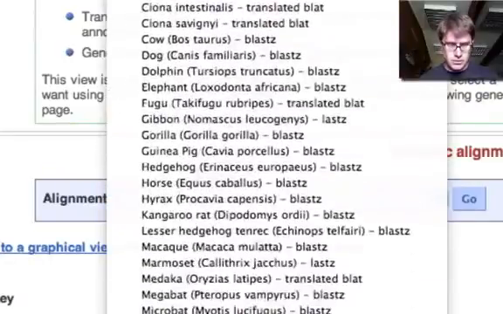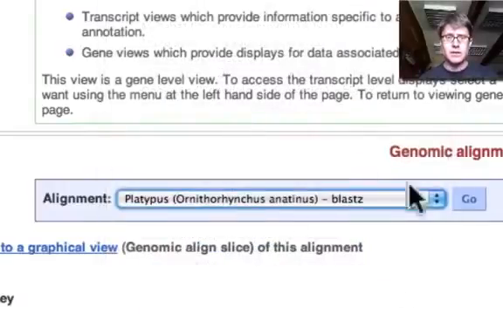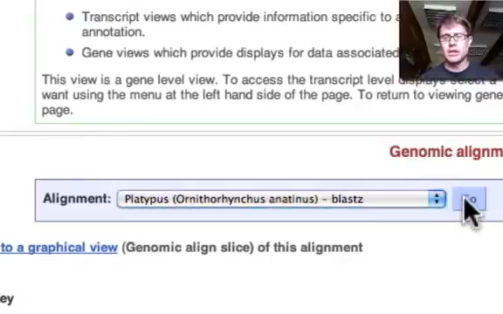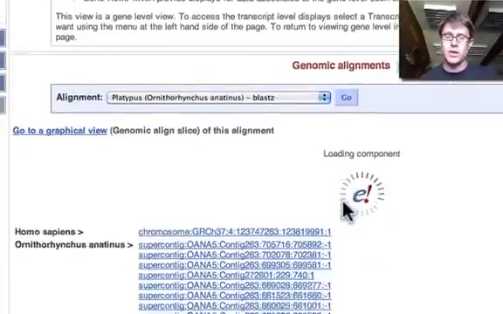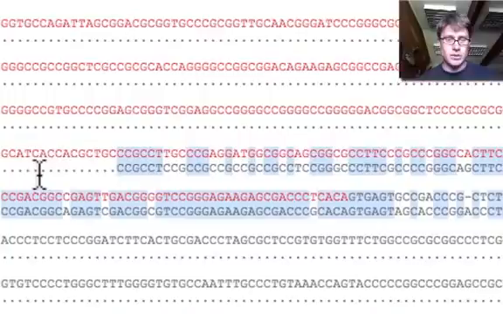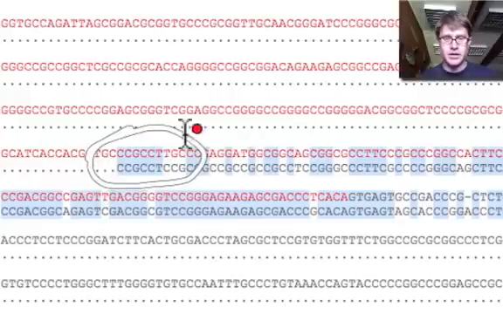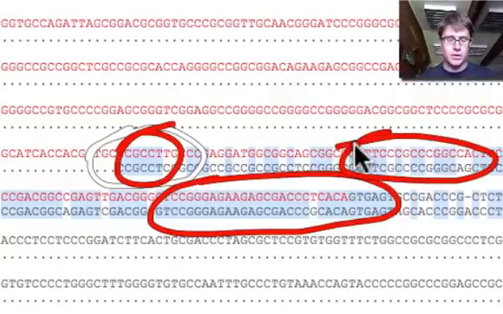Let's see what would be a good one to do. Let's do a platypus. So let's compare that same gene in humans and in a platypus, because we've sequenced the platypus genome as well. What you'll find is that I can look at similarities between Homo sapiens right here, between us and platypus. There are some similarities right here, and some similarities right here. So we actually share some portions of this gene with the platypus.